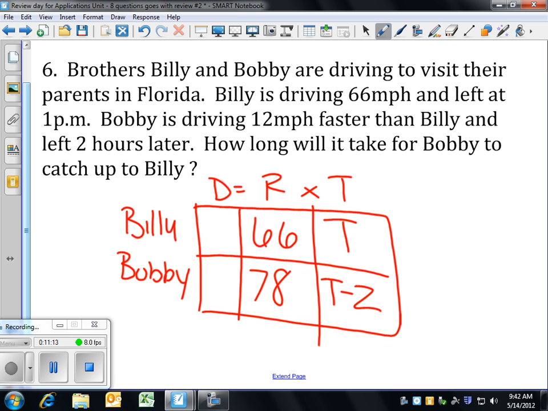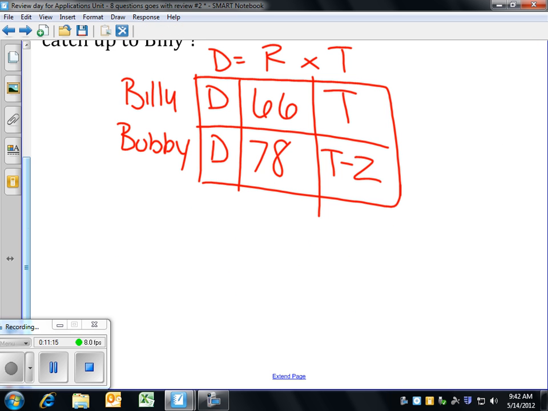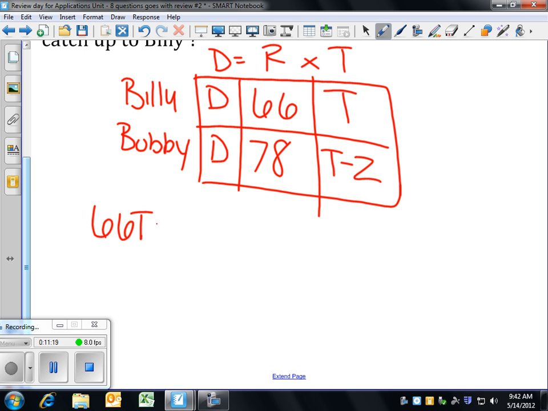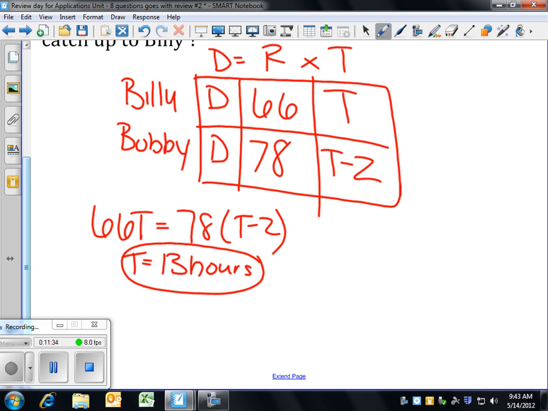These are both D. So we set 66t equal to 78 times t minus 2. Any questions on what I'm doing? Is this familiar? Yes. And then I got t to equal 13 hours. Do that math?